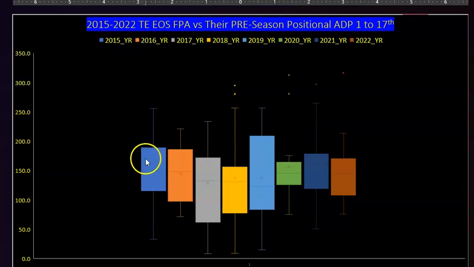So this is 2015's population of tight ends, 1 to 17, and then their fantasy points. And this is 2022. Things to look for is the length of the box. That's about 66% of the population, so that's the core of the population. The extreme high is the upper whisker. The extreme low is the lower whisker. It's why it's called the box and whiskers.